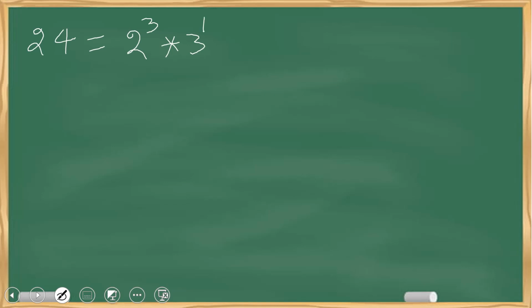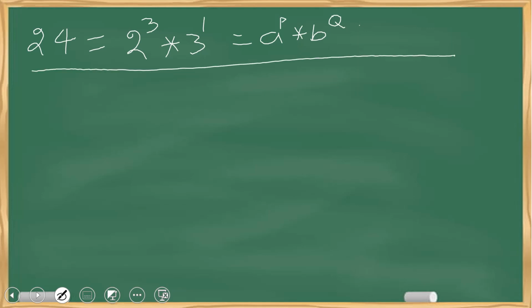Now compare this with a power p into b power q. Now the values of a and b are 2 and 3. The values of p and q are 3 and 1. Before going to this, I just want to show how to take the combinations here. So this is 2 power 3. Now first write down the factors of 2 power 3 and write down the factors of 3 power 1.